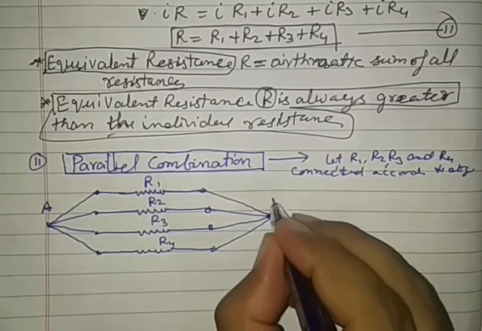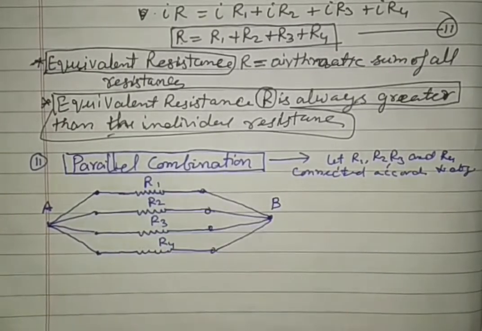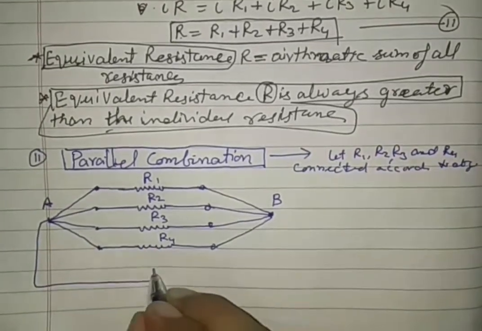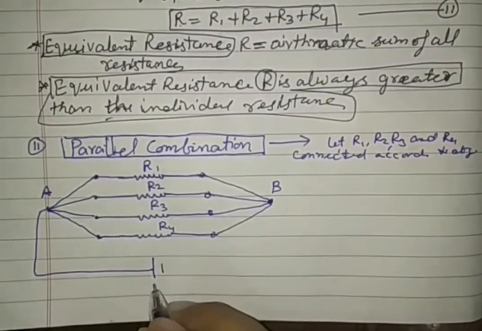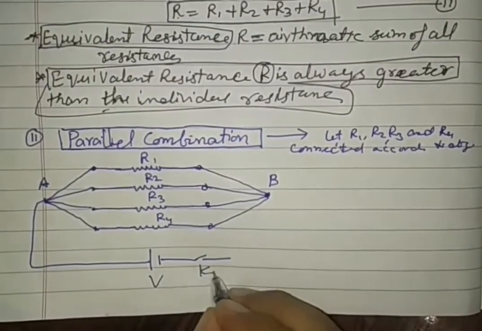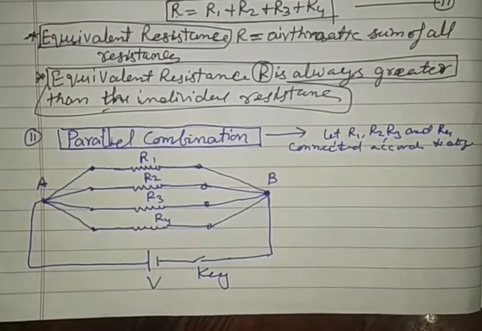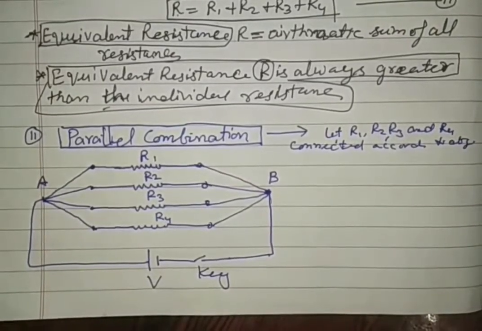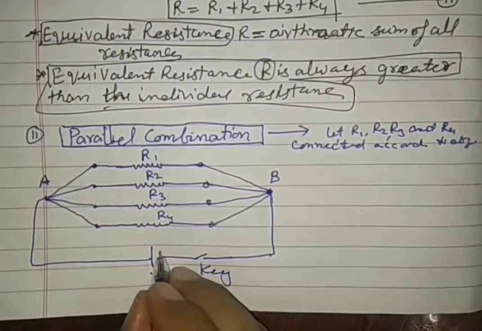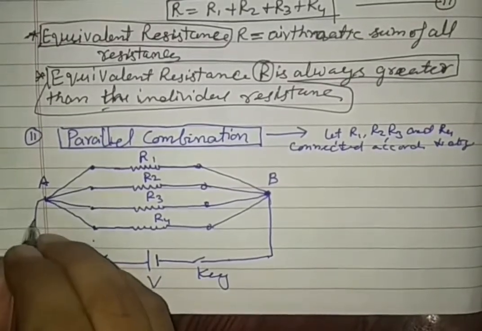Let this common point be A and B. Then this combination is known as a parallel combination, and this total combination is connected with supply voltage V. Let there be a key, which, as you know, is an on-off device. See the diagram, how it is different from this applied potential V. Let a current I be flowing.